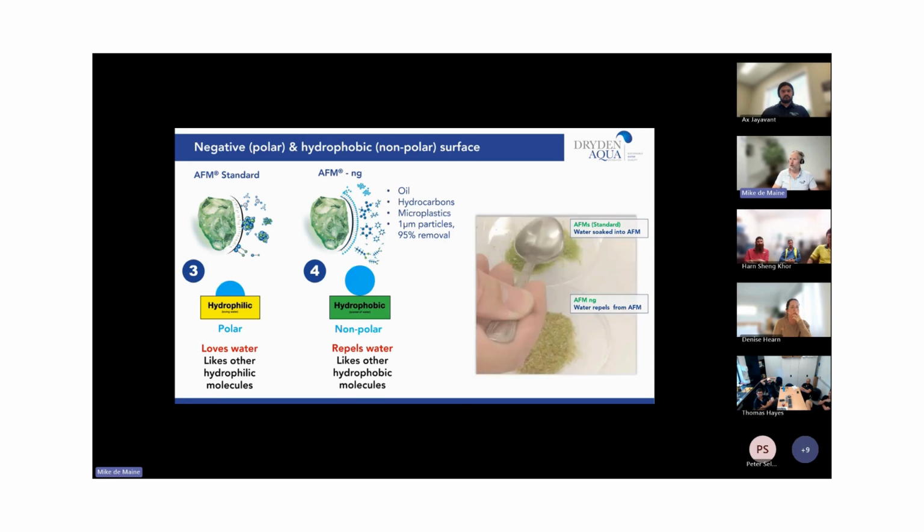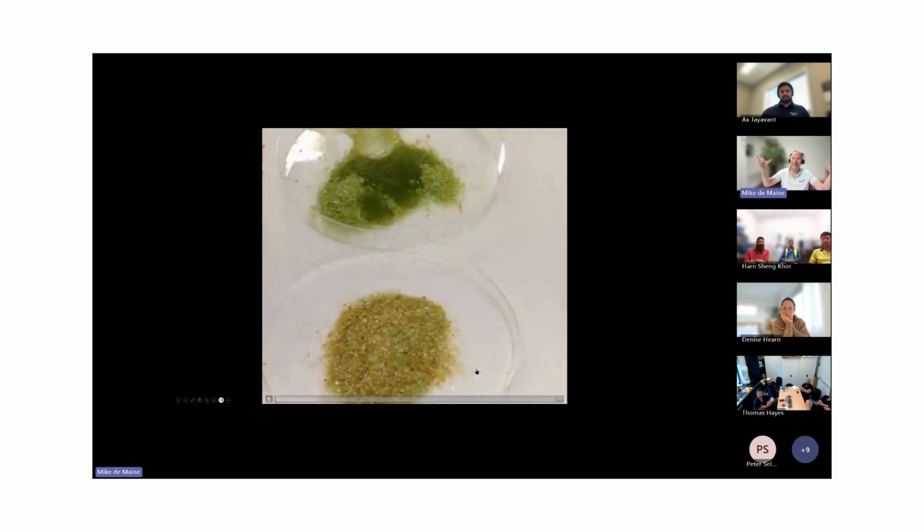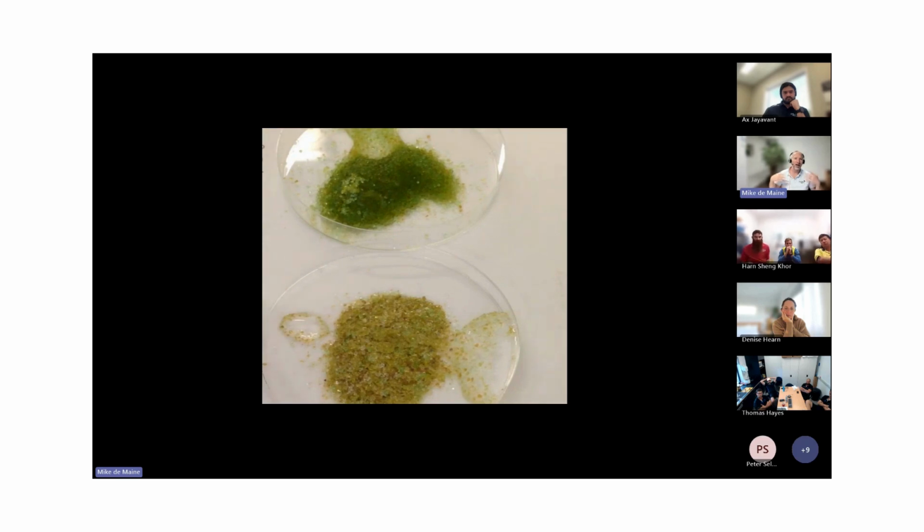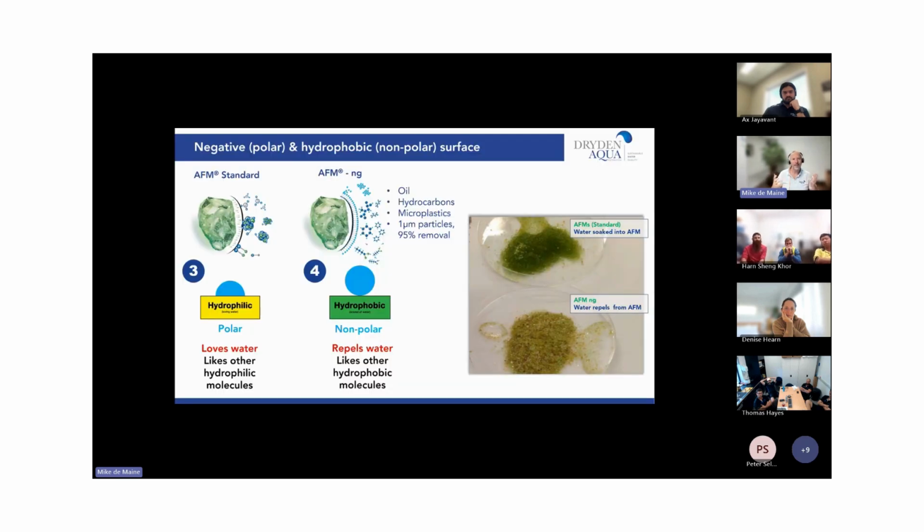So just to show you quickly the difference, this is a video. Yes, great. The top one is the AFM standard. You can see how it absorbs the water. So because of the negative charge, it pulls the water into the media. And then the AFM NG at the bottom just pushes the water away. Okay, because of its hydrophobicity. And that's why it needs a slightly different installation method, and it needs a soaking period.